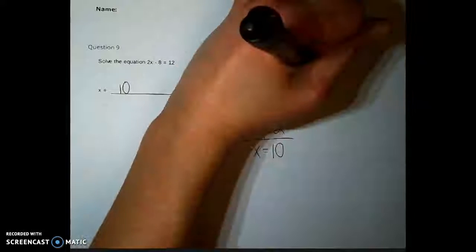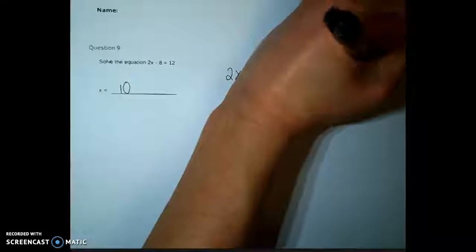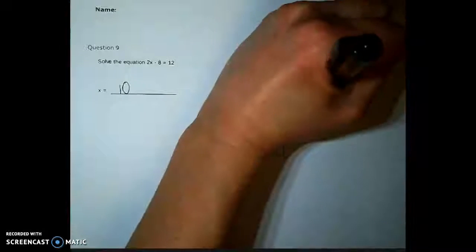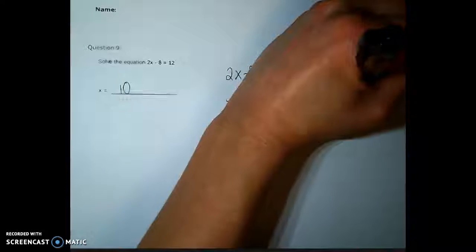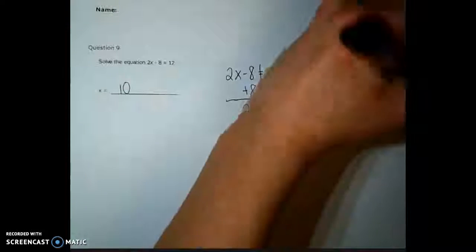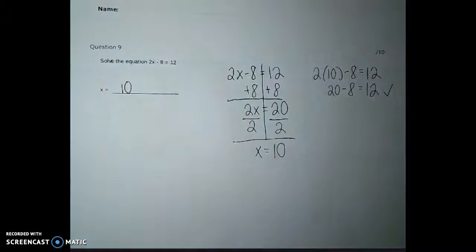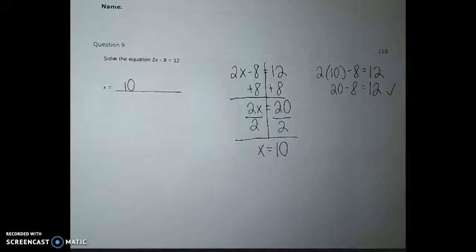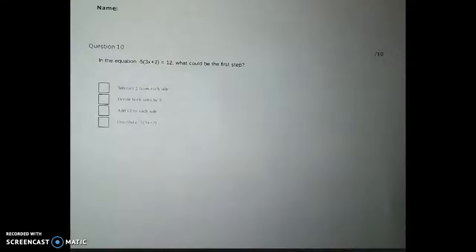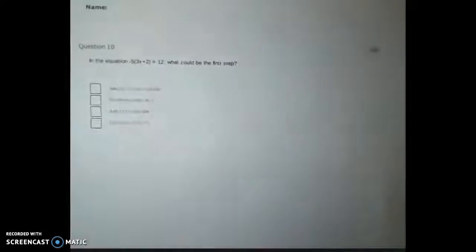And then when I double check my work, I take 2 times 10 minus 8, and I want to make sure that it does equal 12. 2 times 10 gives me 20. So now I have 20 minus 8, and 20 minus 8 does give me 12, so I know that I got my answer correct. And the very last question, they're just asking us what our first step could be.